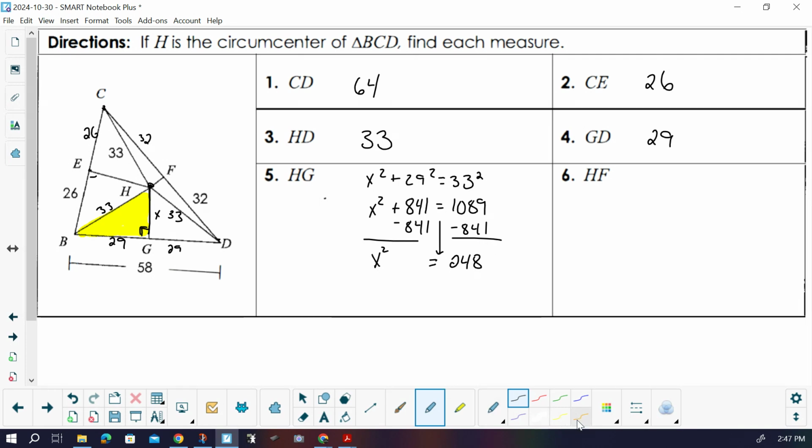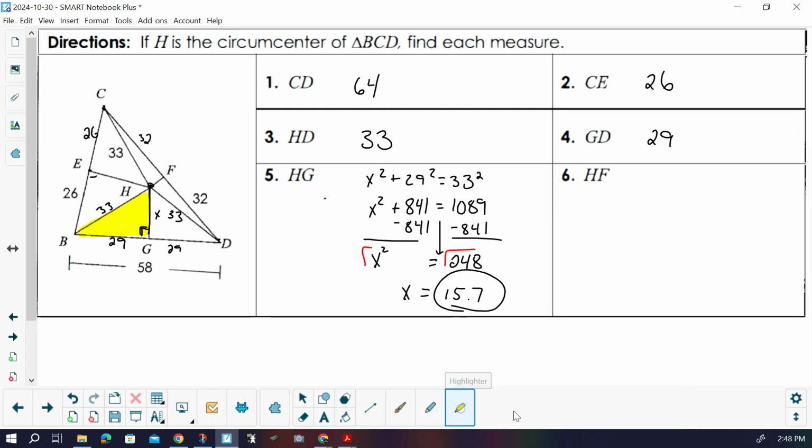And then we're going to take the square root of both sides. The square root of x squared is just x, and the square root of 248, if you round it to the nearest tenth, which we need to do for this set of questions, is 15.7. So HG is 15.7. We have one more in this same picture, HF.